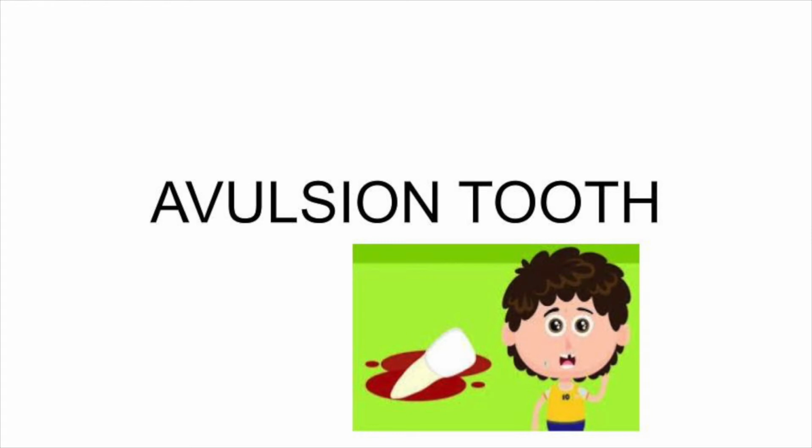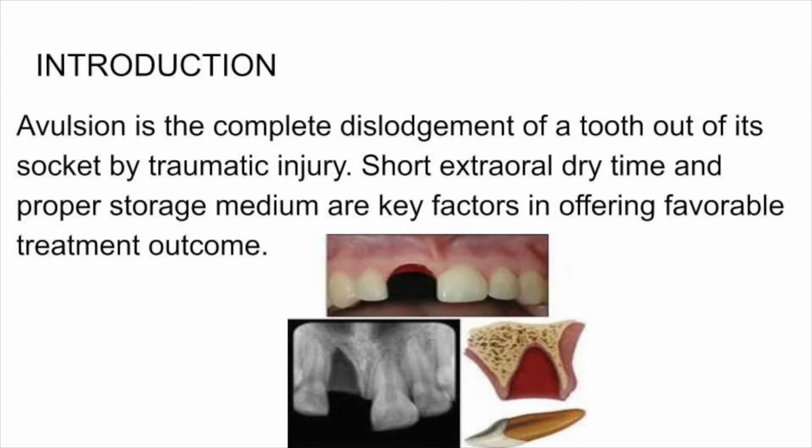Hi, today we are going to learn about avulsion tooth. Avulsion is a complete dislodgement of a tooth out of its socket by traumatic injury. Short extraoral dry time and the proper storage media are the key factors in offering favorable treatment outcome.